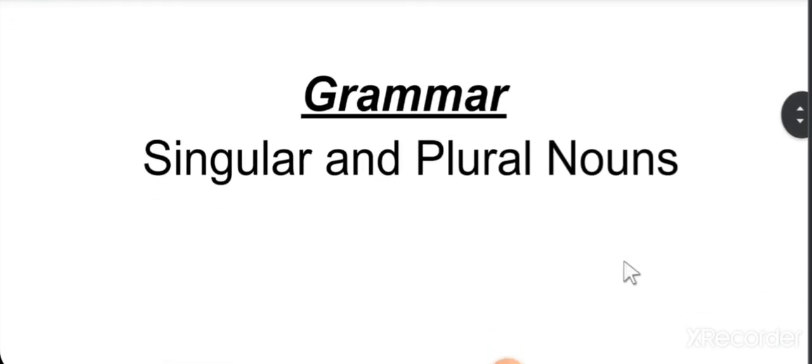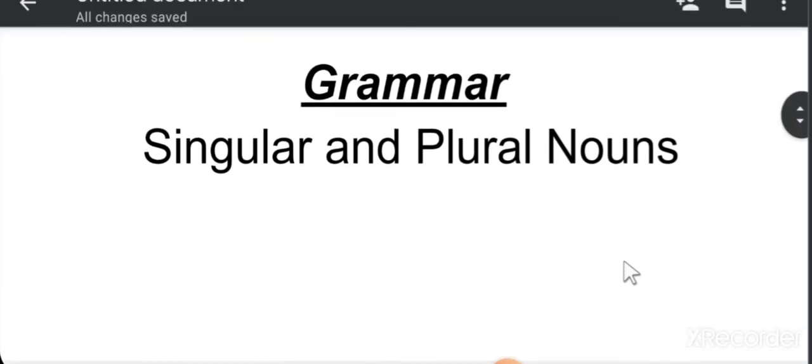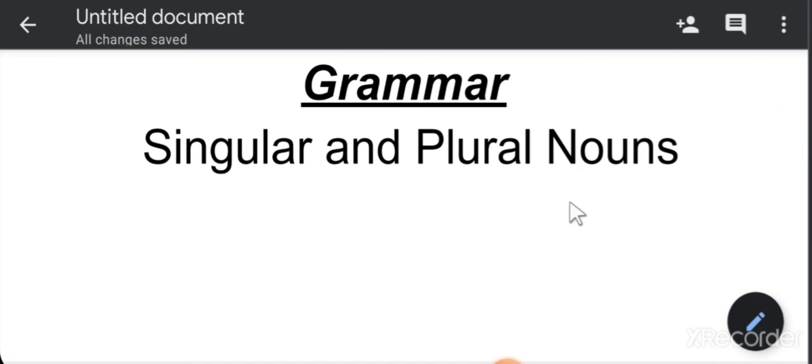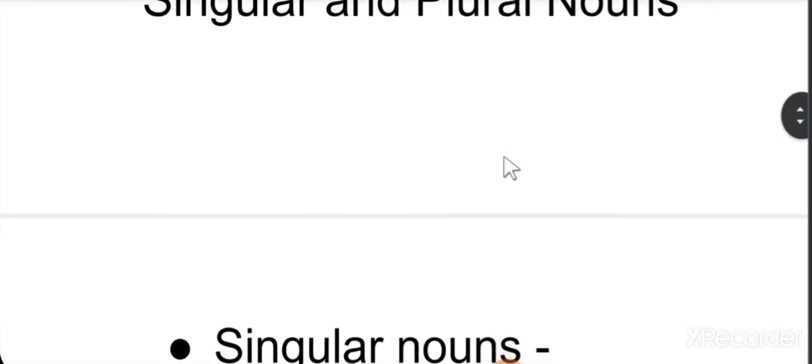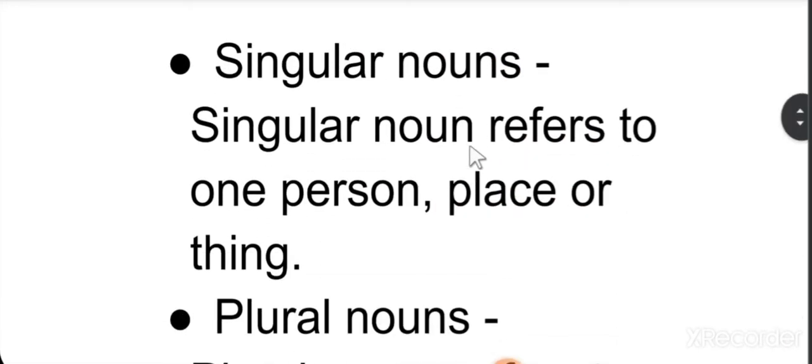Next section is the grammar section. Singular and plural nouns. In grammar, first of all, we will revise singular and plural nouns. Let's see what singular nouns are. Singular nouns refer to one person, place or thing. When we talk about only one thing, one person, or one place, these nouns are called singular nouns.